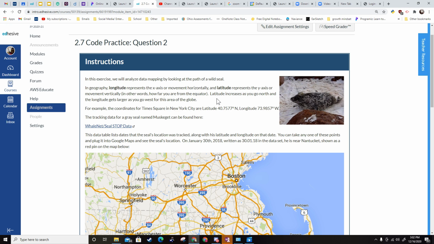We are doing 2.7. This is our very last code practice for the unit. Now, this one's kind of a doozy at first glance, and I don't want you to freak out, because if you do, it's not going to be that easy, but it can be. So let's take a look at this.